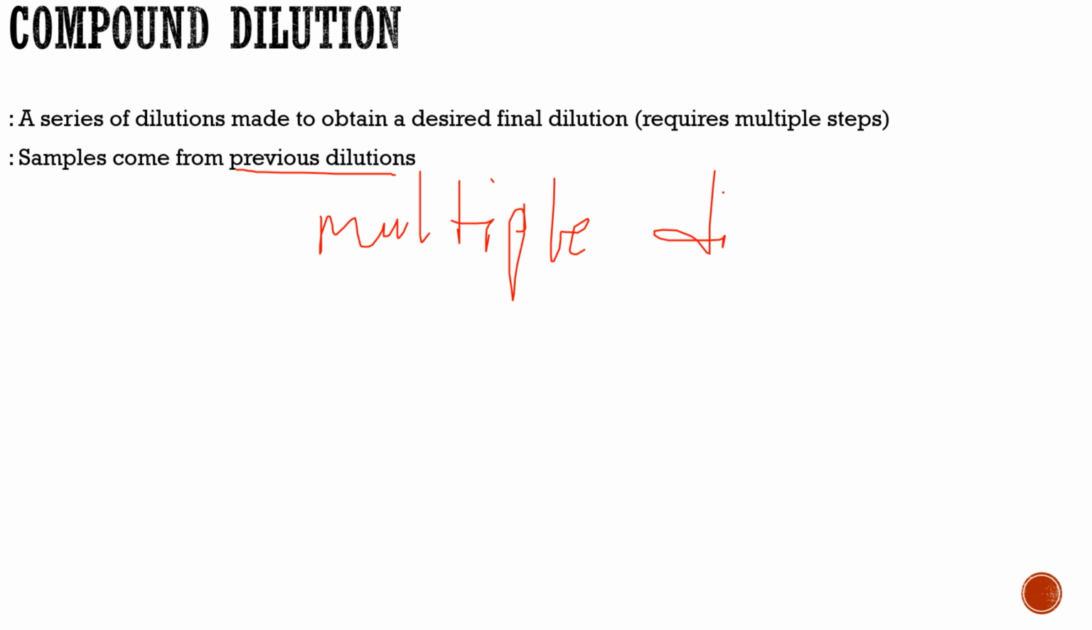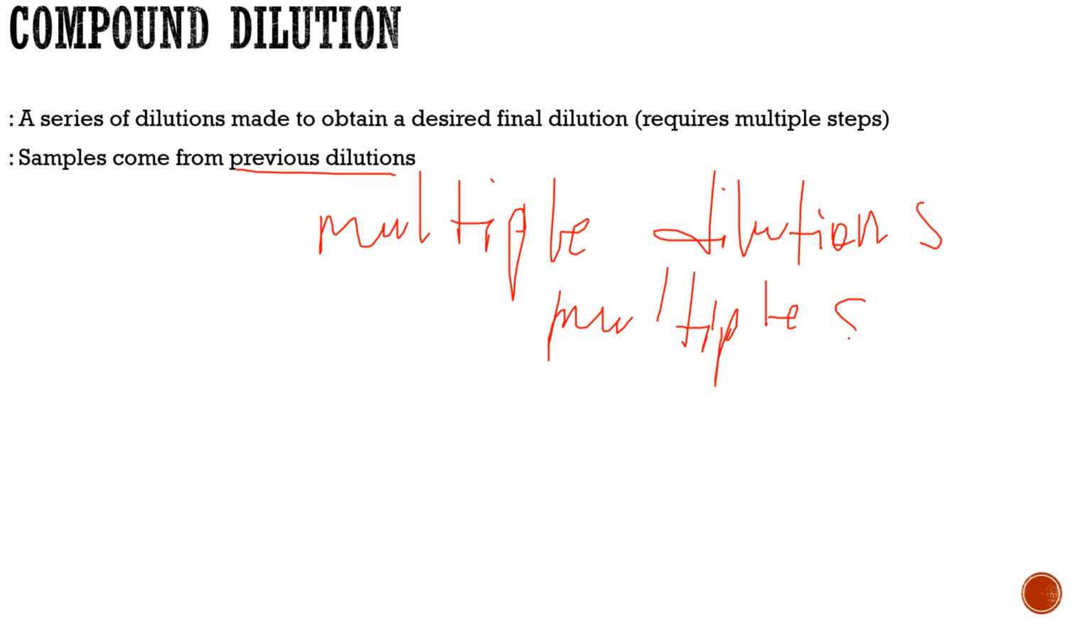Okay, let's continue. Let's go to the one that's a bit complicated, class. Let's go to compound dilution. Kapag sinabi mong compound dilution, this is the one requiring multiple steps. This is a series of dilutions made to obtain a desired final dilution. Samples would come from previous dilutions. Pag sinabi mong previous dilutions, class, gagamit ka kasi dito ng multiple dilutions, and those multiple dilutions would require multiple solute and diluent. So, iba-ibang solute, iba-ibang diluent.